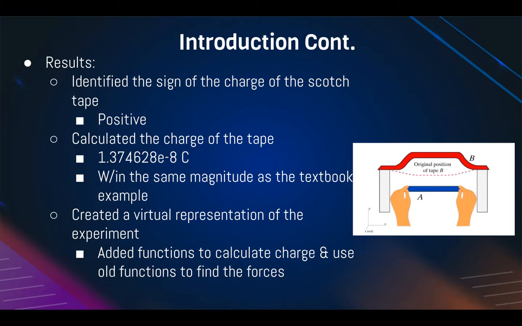Results: I identified the sign of the charge of the Scotch tape to be positive. When I calculated the charge, I got 1.374 e to the negative 8 coulombs, which was within the same magnitude as the textbook example. And I created a virtual representation of the experiment in Python by adding functions to calculate charge and using old functions from previous labs to help find the forces.